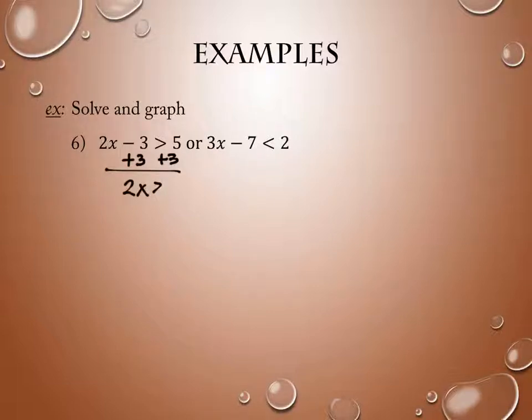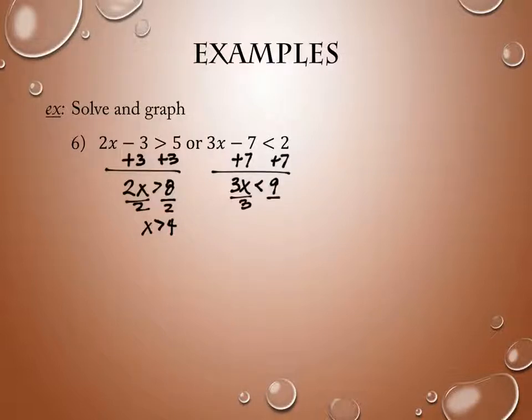My 2x would be greater than 8, and we would divide by 2, so x is greater than 4. Okay, no sign switching because there was no multiplying or dividing by negatives. On the second one, I would add 7. 3x would be less than 9. And I would divide by 3. So x would be less than 3.